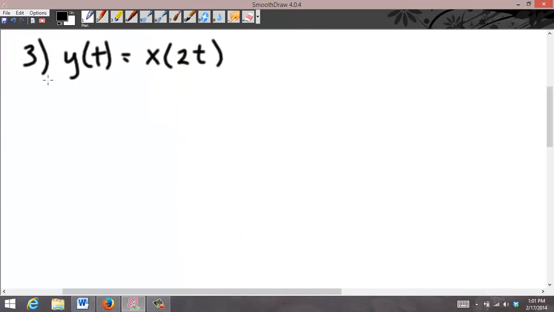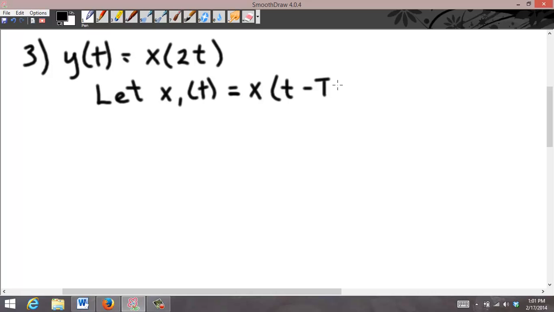So our third function that we'll consider is y of t equal x of 2t. Again, this is not time invariant because we're scaling t by 2. So let's see what happens here. We're going to let x1 of t equal x of t minus t naught. And we put that through the system.